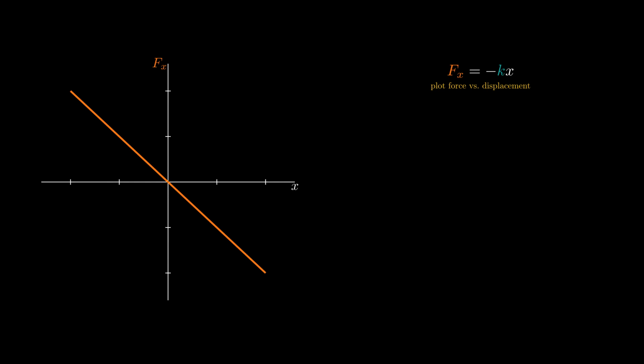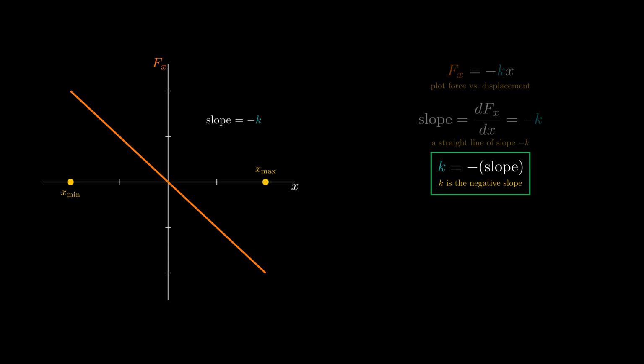Plot it, and the law becomes a picture. Put the x component of the spring force on the vertical axis and the displacement x on the horizontal axis. The data fall on a straight line through the origin, sloping downward, with the maximum stretch x max, and the minimum compression x min marking the ends of the valid range. The line's slope is negative k, so the spring constant k is exactly the negative of the slope of force versus displacement. The steeper the line, the stiffer the spring.